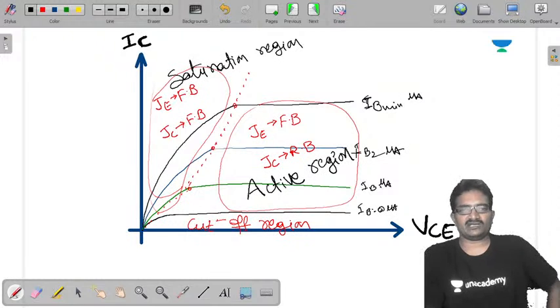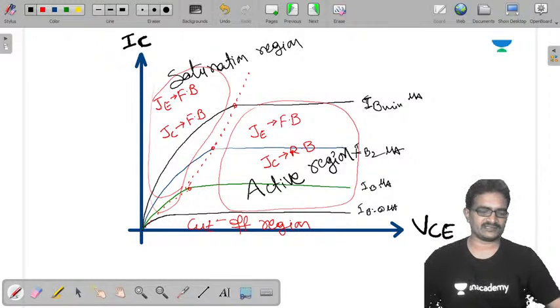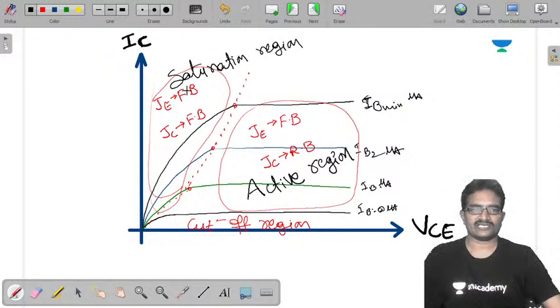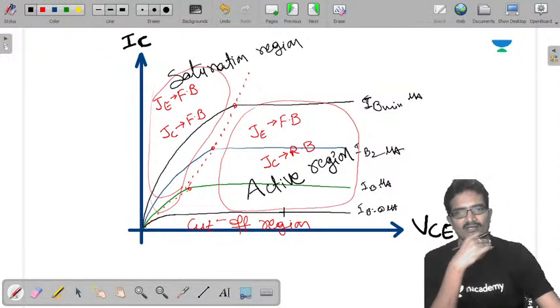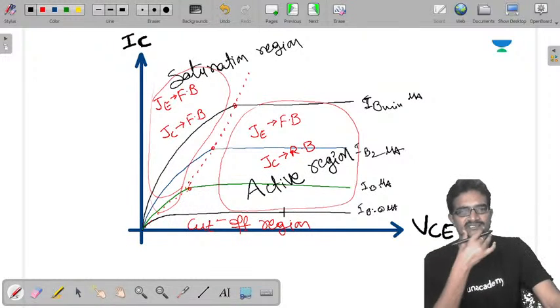So from this output plot, we defined the three regions we have: saturation region, active region, and cutoff region. Inverted region practically we are not using. So my dear students, please concentrate on this.